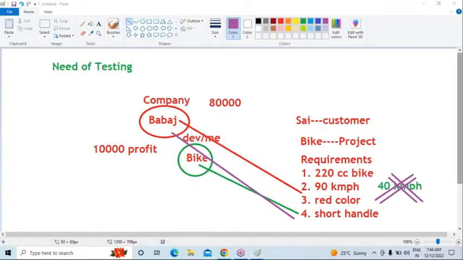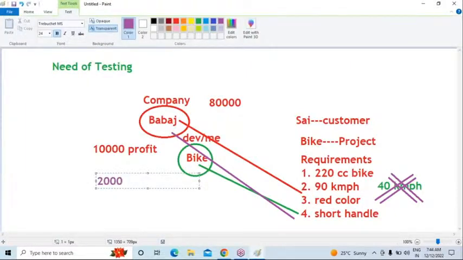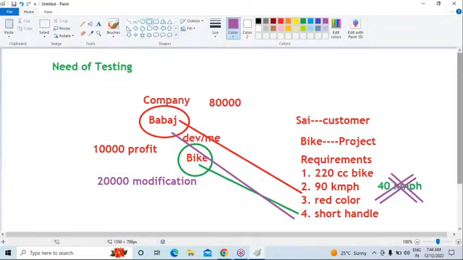So now for the modification or replacement purpose, it costs 20,000 rupees. Who will pay this 20,000 rupees? The company has to pay. So the customer or the company? There is a question here. The customer won't pay any money. He paid 80,000 initially. Now the company has to pay this 20,000 rupees.